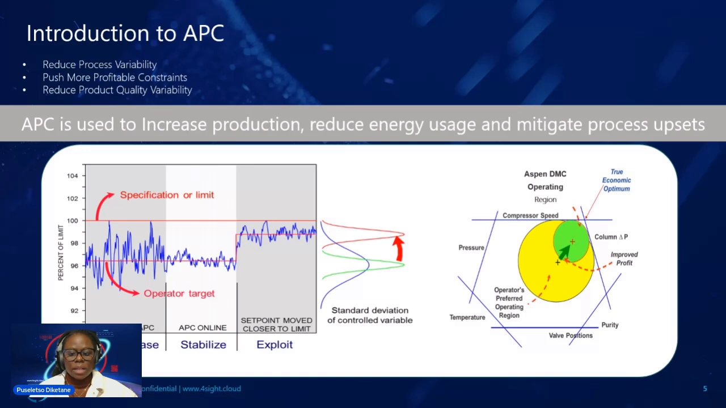Now, the benefits that we often see through the implementation of the APC in a process include things such as an increase in your production, a reduction in the amount of energy that you use in your process, being able to efficiently mitigate any process upsets, and last but not least, being able to reduce the variability within your final product.